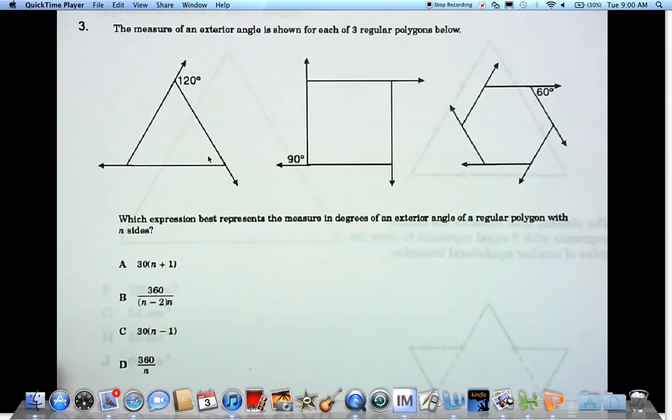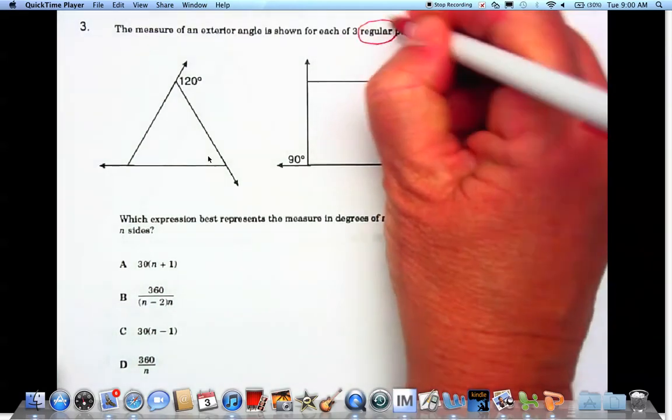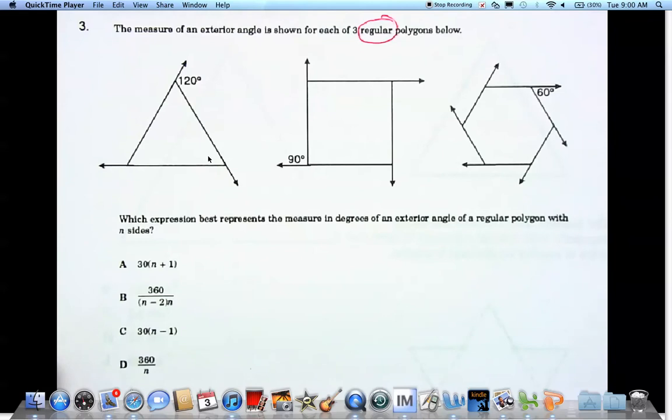Okay, this is kind of a new problem that we didn't have in the last part. There's a measure of an exterior angle. What's an exterior angle? Outside. Outside, good. It's shown for each of 3 regular polygons below. What's a regular polygon mean? All their sides are the same length, and their angles are the same. All the angles are the same and all the sides are the same length.